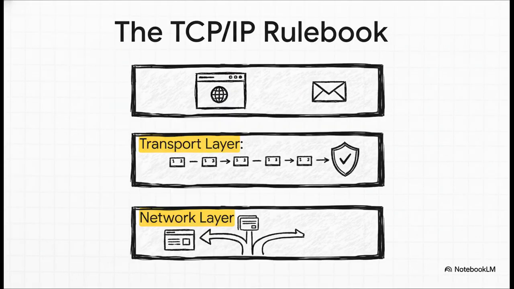The main rulebook for the internet is called TCP/IP, and it's organized in layers, which makes it easier to manage. You can think of it like sending a package. The application layer is like writing the letter itself. It's the stuff you actually see, like a website using HTTP. The transport layer is like putting that letter in a numbered series of sturdy boxes, making sure it all gets there safely. And finally, the network layer is the postal service itself, reading the address on each box and figuring out the best route to get it to its destination.